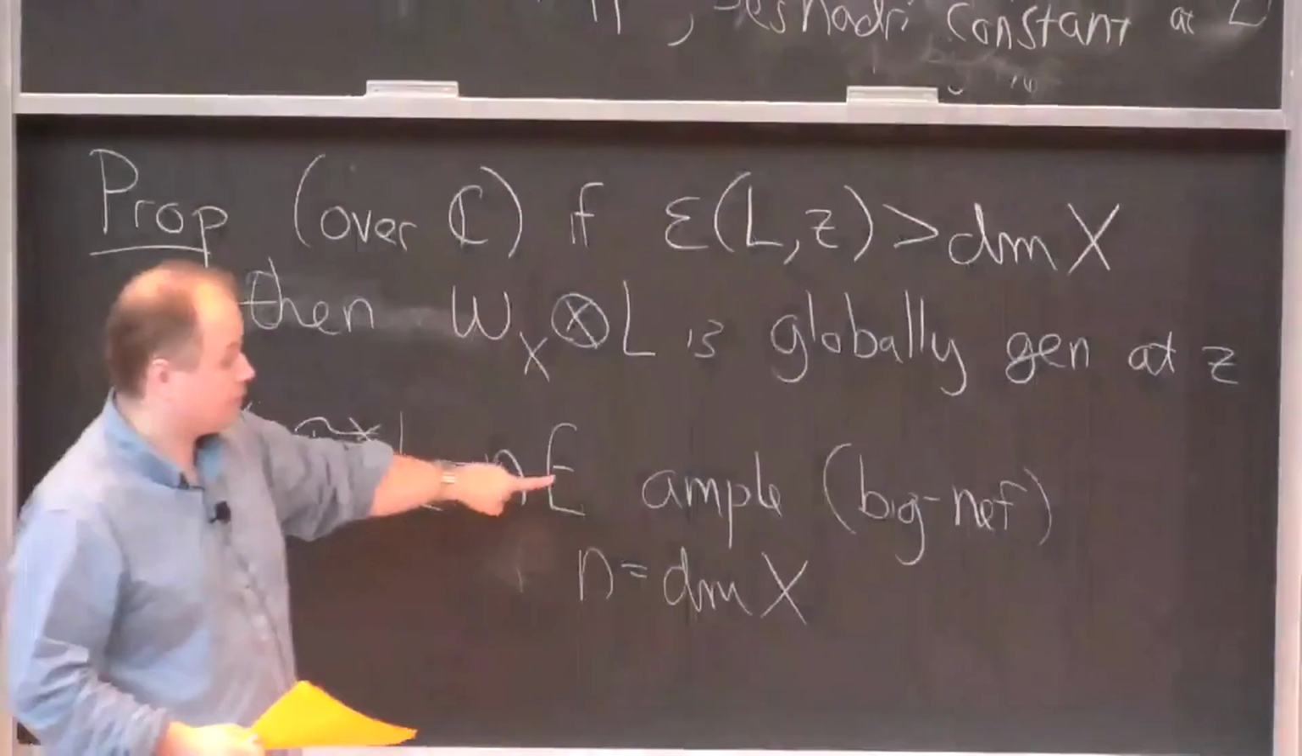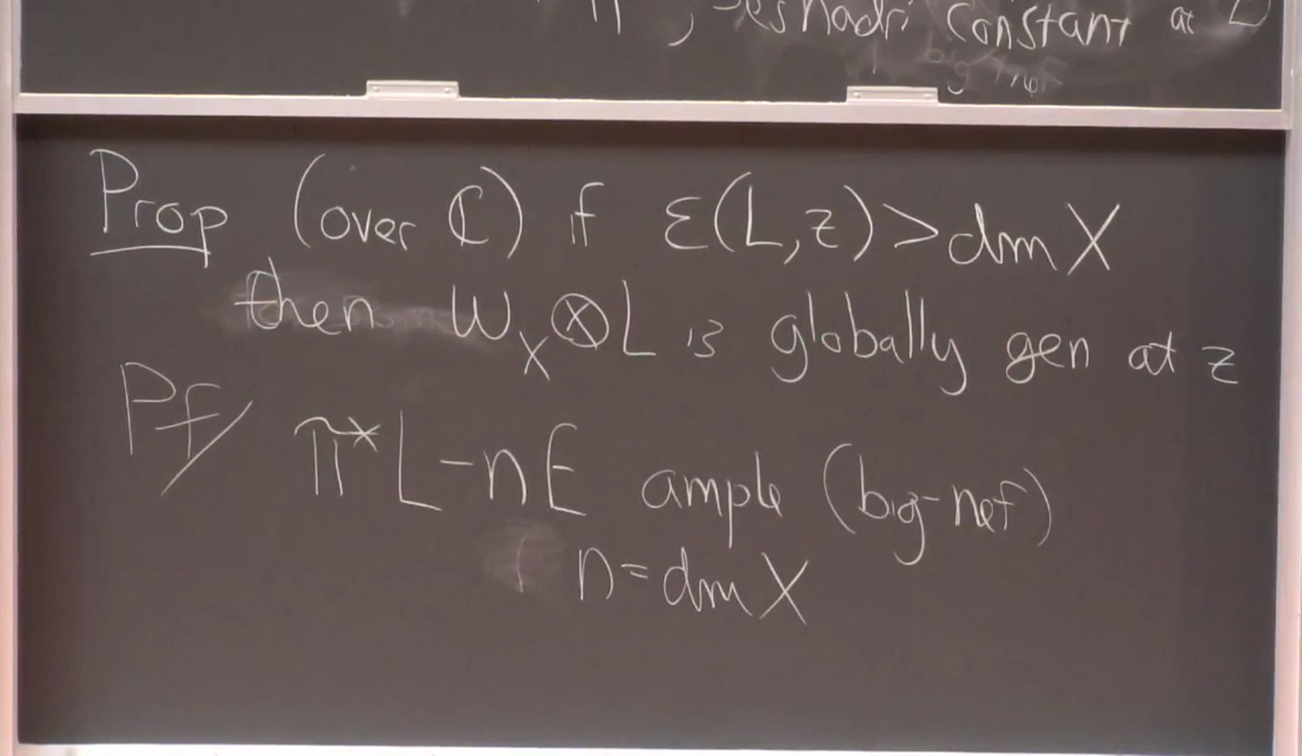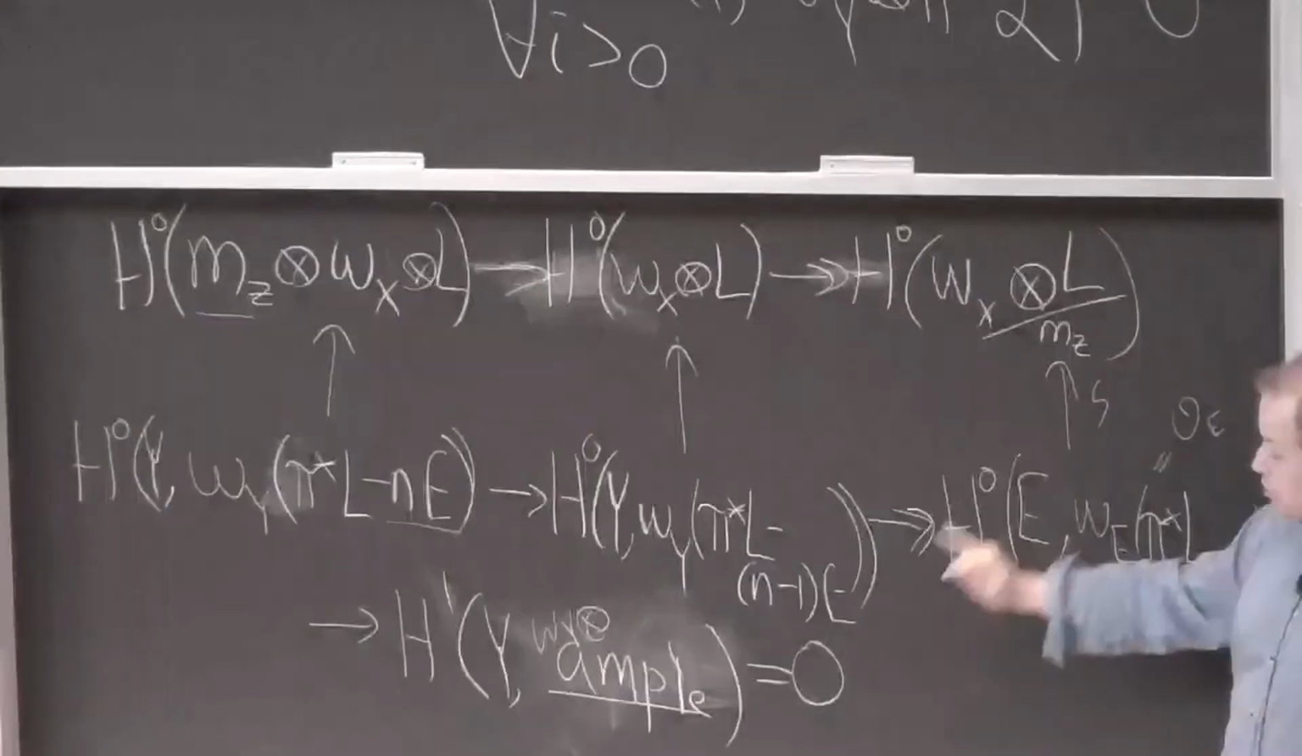Oh, I'm sorry. Thank you. Okay, so this is ample. And so again, omega Y tensor ample. Kodaira vanishing in characteristic 0 tells me that's 0. So this map right here is surjective. So if I chase through this, I get this composition is surjective, and hence this one is surjective as well. Okay. So I use Kodaira vanishing.